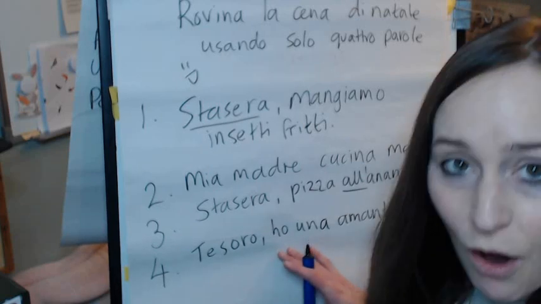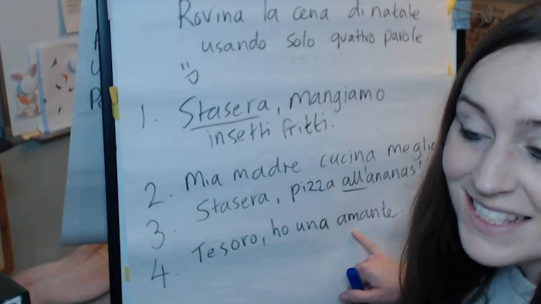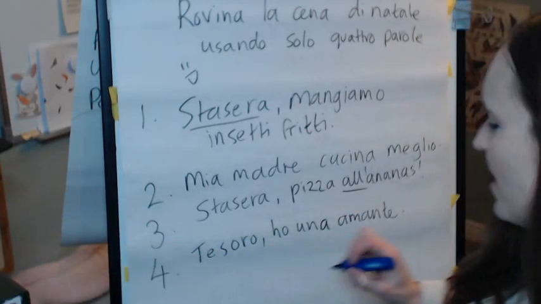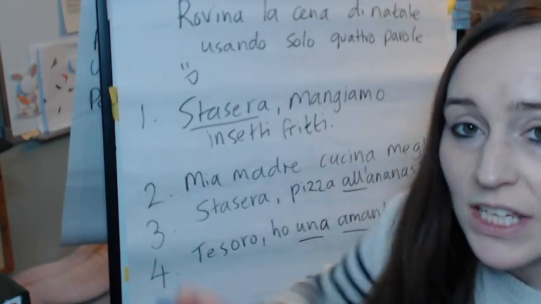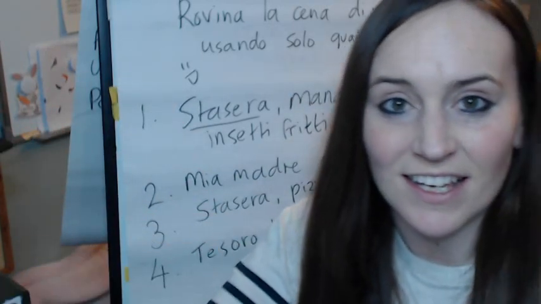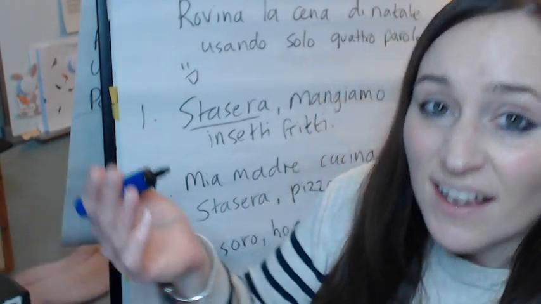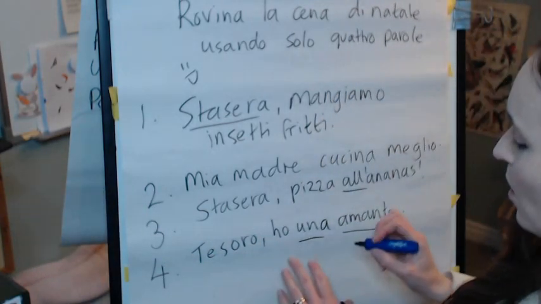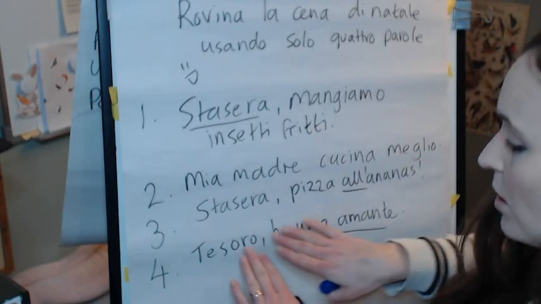Darling, ho una amante. So amante is the key word here. Amante means lover, okay, so someone outside of the marriage. Una amante means that the person who's talking is a guy, probably a guy addressing his wife. Tesoro ho una amante. That means I have a lover, I'm seeing someone else, okay, a mistress maybe. Un amante, a male lover. So without the una.